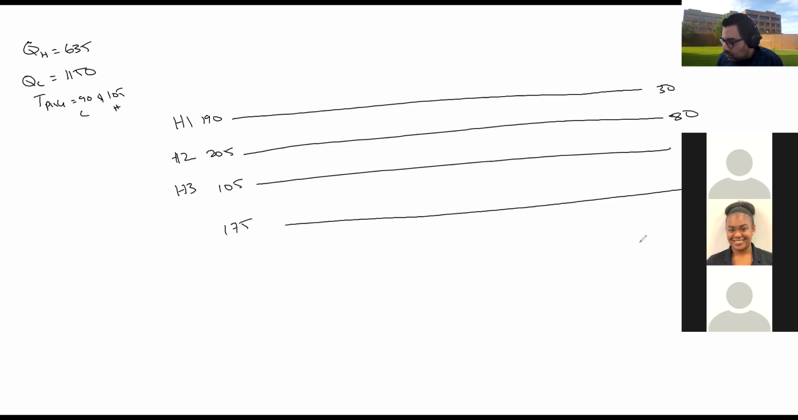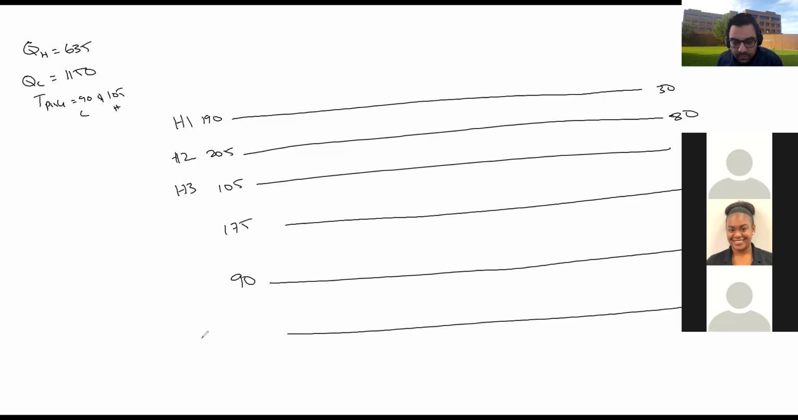C2 goes from 15 to 90. And you have C3, which goes from 40 all the way to 130. Okay, so once we plot our streams, I'm going to draw two lines for the pinch point, one line to divide it into above the pinch and one line to divide it into below the pinch, right? That's the logic of drawing two lines.